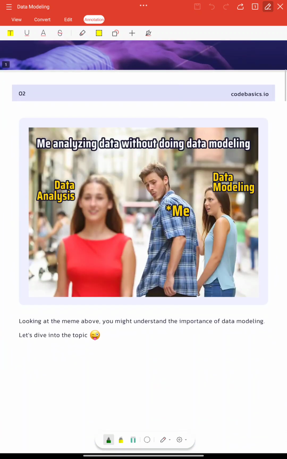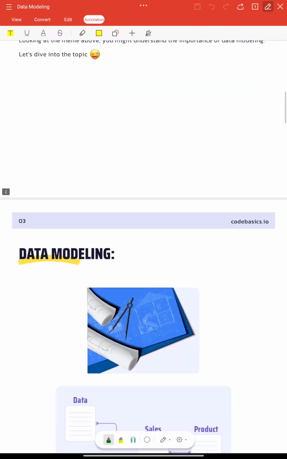If you can see the meme, it's just for a fun purpose. Here you can see this guy is looking for data analysis, leaving out data modeling or not giving priority to data modeling. So this is just a meme to understand how important data modeling is before doing data analysis. Okay, let's go through the data modeling part.